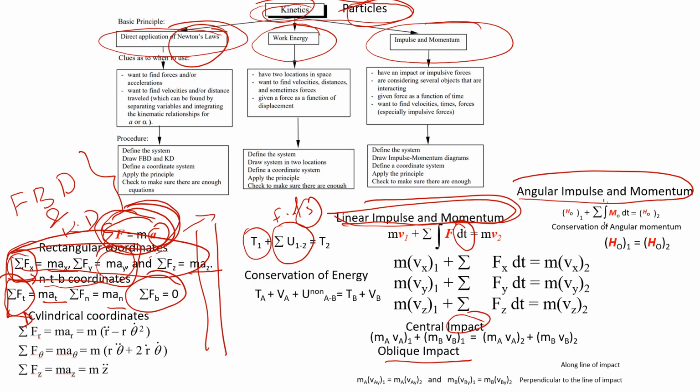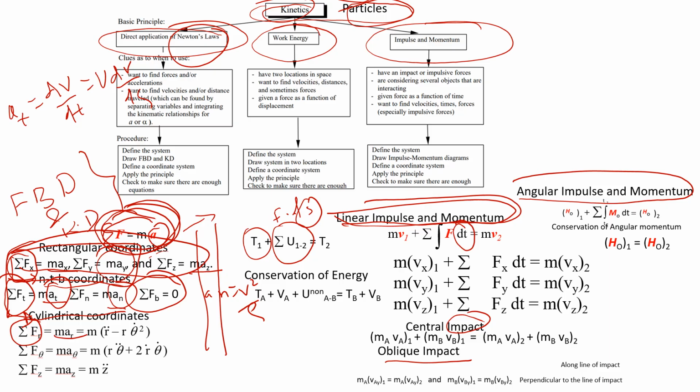Similarly, we know what at is from kinematics, and we know what an is. at is dv by dt, and if it is a function of s, then it is v dv by ds. an is v squared by rho, right? And if it is a cylindrical coordinate system, you could write the equation accordingly. Summation of Fr equals mar, summation of F theta equals ma theta, and summation of Fz equals maz.